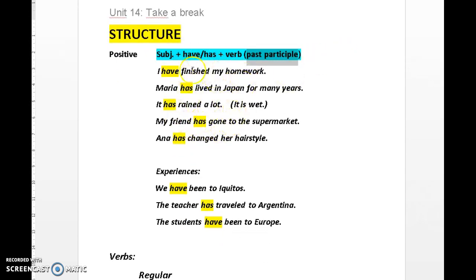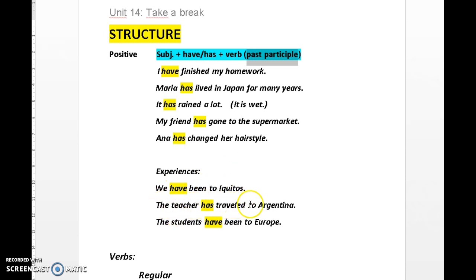These are examples with something that happened in the past but has evidence or something is obvious in the present. We also can use the present perfect simple to talk about experiences. For example, we have been to Iquitos. Yes, it was an experience.